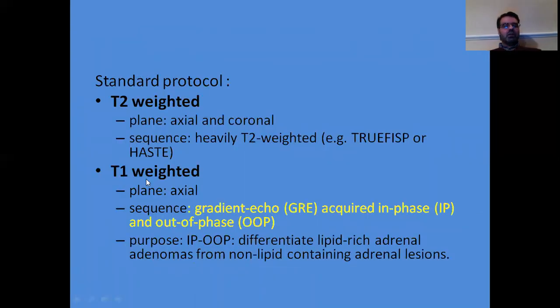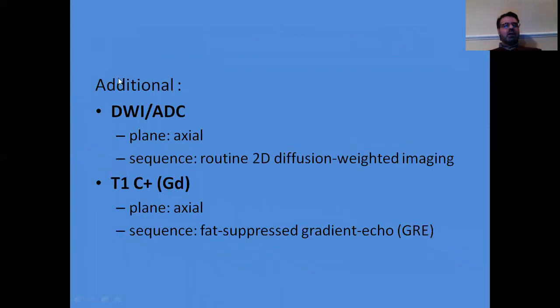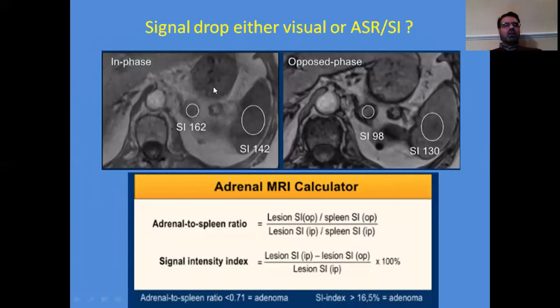This is the standard protocol, and this is the most important sequence we use: gradient echo in phase and out of phase. Additional sequences can include DW ADC and post-contrast images. This is an example of how we measure the signal drop. It can be either visual, or you can calculate the adrenal to spleen ratio, or the signal intensity index of the adrenal gland to measure the signal drop so you can differentiate adenomas from other lesions.